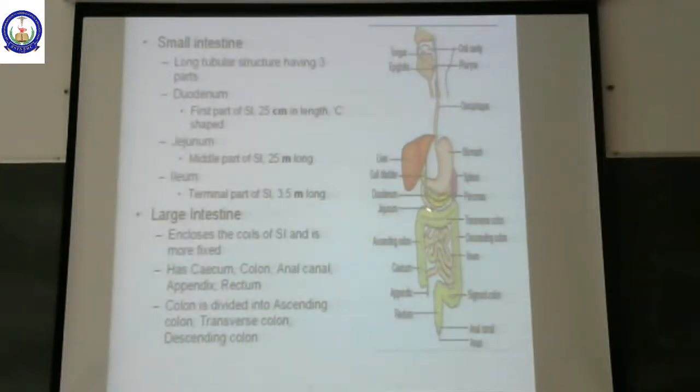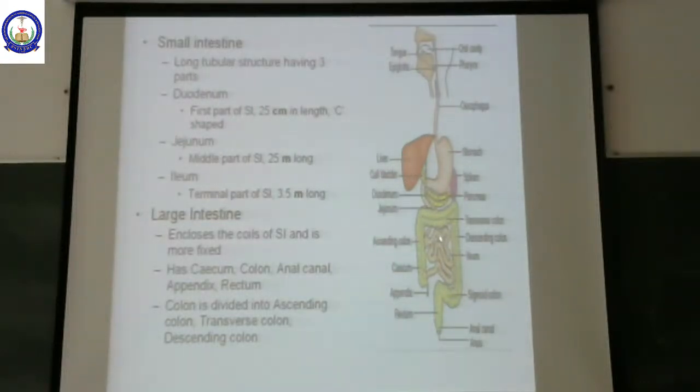Next is the small intestine. The small intestine is again a long tubular structure having three parts. Duodenum, the first part of the small intestine, begins from the lower end of the stomach. It is 25 centimeters in length and it is C-shaped.